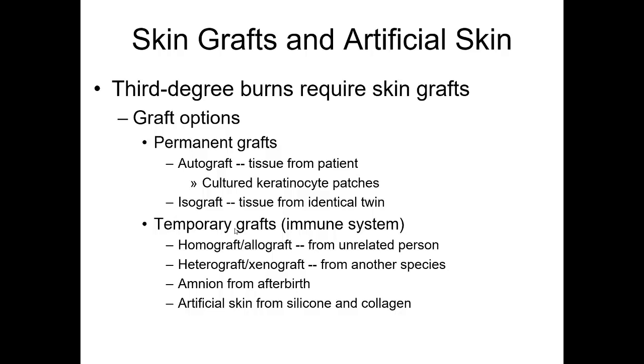So it's just used to cover up the area so that the flesh, the underlying muscle, and internal organs are not exposed. Another option is amnion from afterbirth, or the safest option, which is being preferred these days, artificial skin from silicone or collagen. Now, a permanent graft is an autograft, tissue from the patient. So skin from another part is taken and regenerated in the laboratory and then grafted onto the patient, from cultured keratinocyte patches. Or an isograft, which is tissue from an identical twin, should the patient have one.